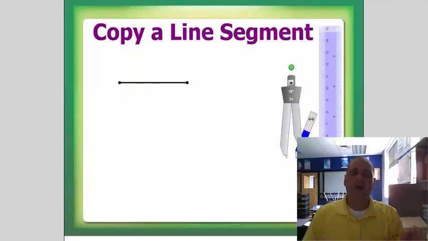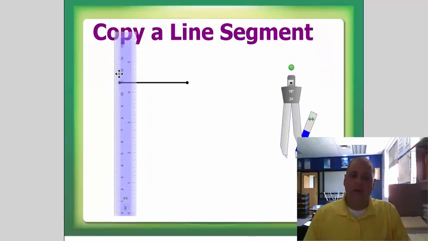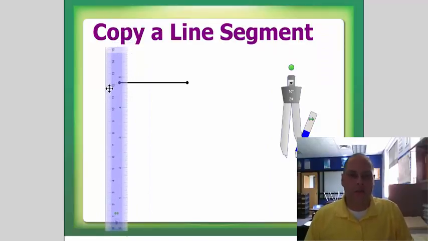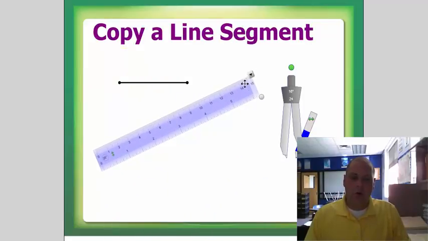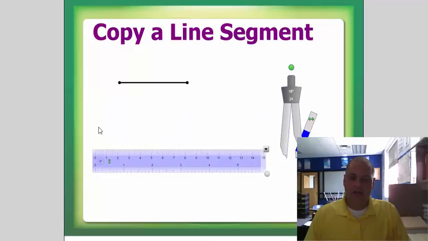How to copy a line segment. Very, very, very simple. So what we're going to do is take the ruler. If you don't have a ruler, anything can be used as a straight edge, guys. Fold a piece of paper in half and you've got a straight edge. Okay, so everyone do that now. Get yourself a ruler or a straight edge. What we're going to do here is draw any length line. It's got to be longer than this.